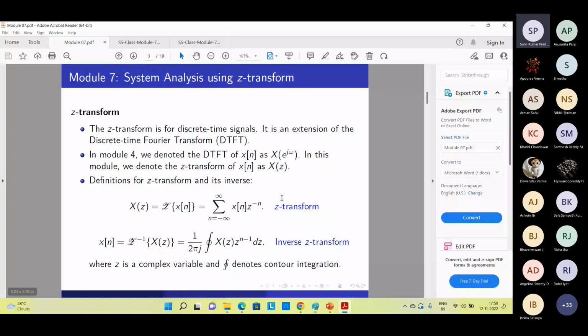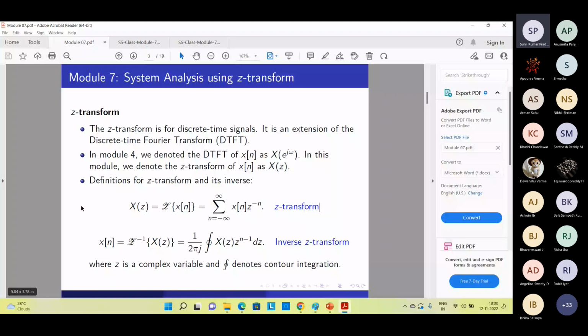You know, x of z, that is the Z transform of x of n, is nothing but summation n equal to minus infinity to infinity x of n z to the power minus n. So this is your Z transform. But for the inverse Z transform, x of n, the inverse Z transform of x of z, is nothing but 1 by 2 pi j, contour integral of x of z to the power n minus 1 dz. Okay, this denotes the contour integration. So this is the Z transform and it is the inverse Z transform.